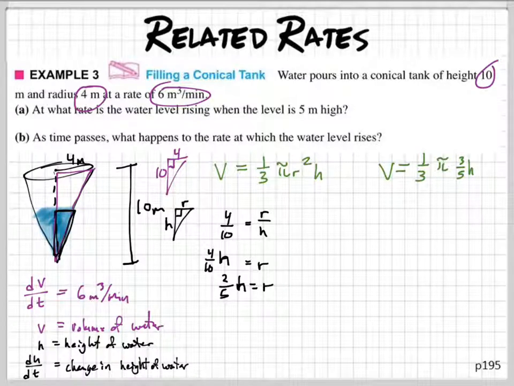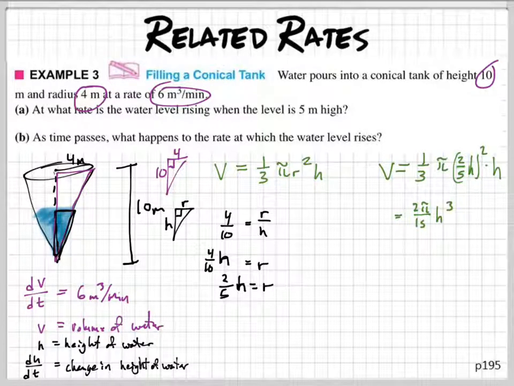Is that a 3? No, that's a 2. Sorry, I've got to read my writing. 3 over 2 h, and we have to square that, and then we're multiplying that times h. So this would simplify. We would get, I'm going to write it as pi over 3, actually, 2 pi over 15 h to the third.